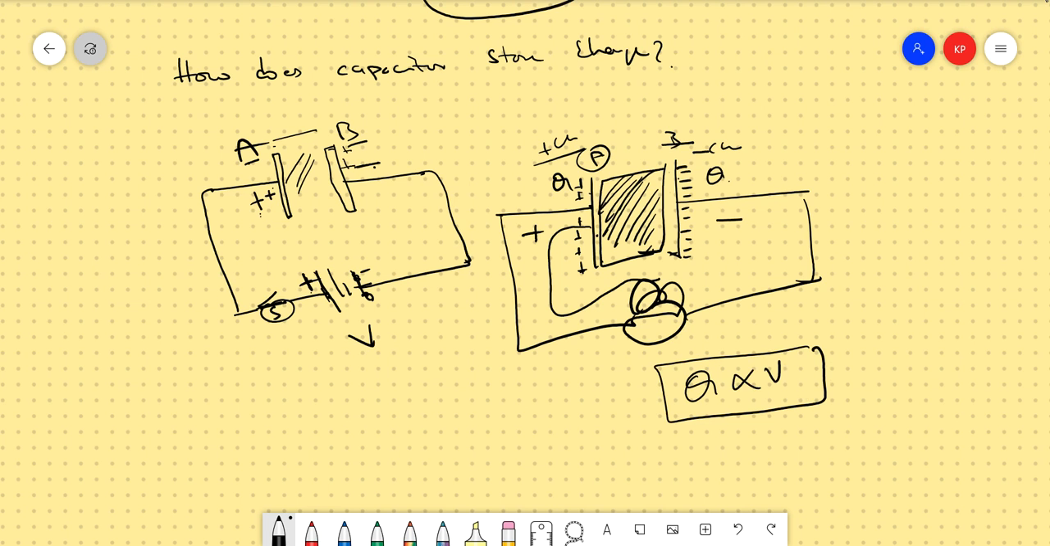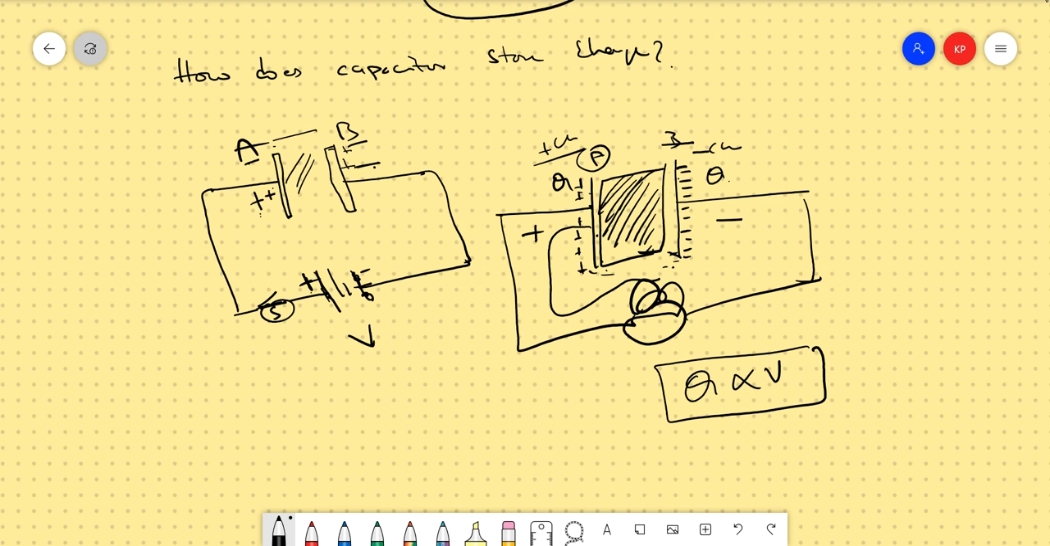So what is the potential difference? Positive and negative. If there is no potential difference, there will be no flow of electrons, and if there is no flow of electrons, then there will be no charge. Since capacitors have the ability to store charge, they are also a source of electrical energy.